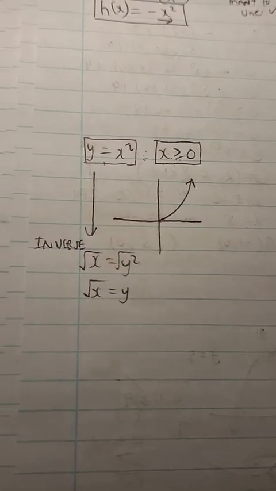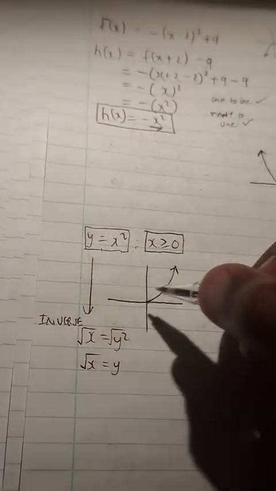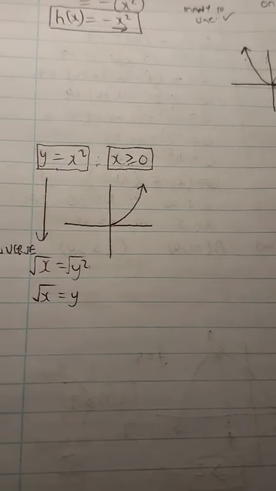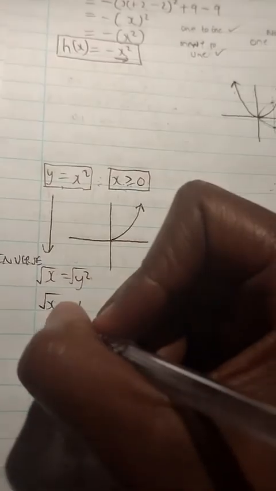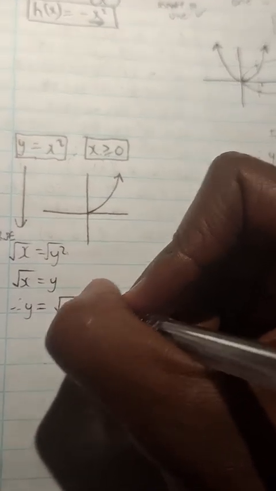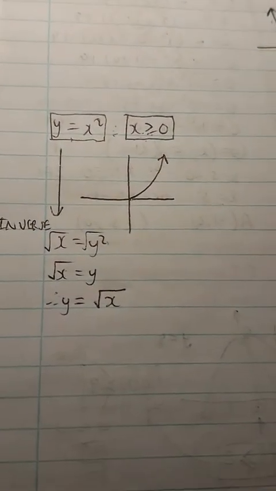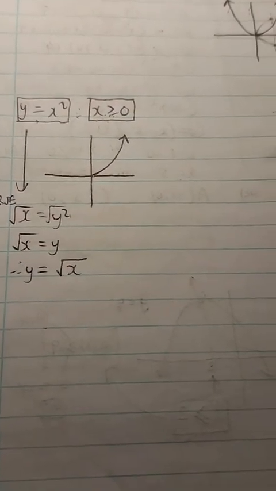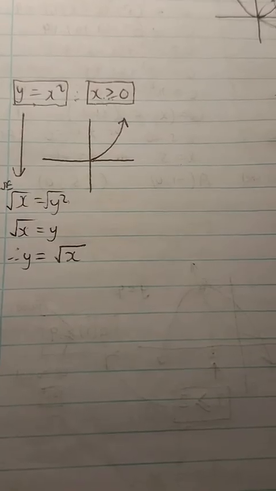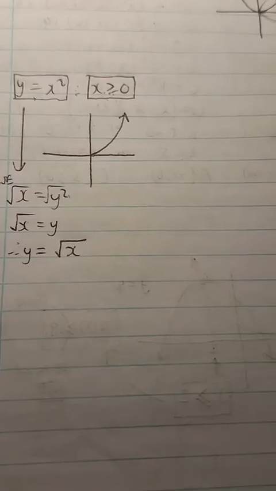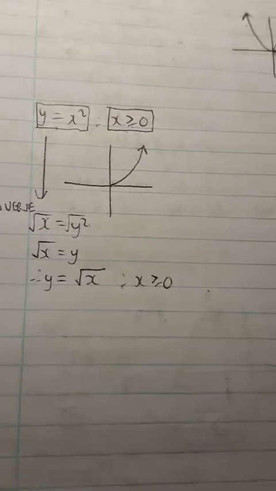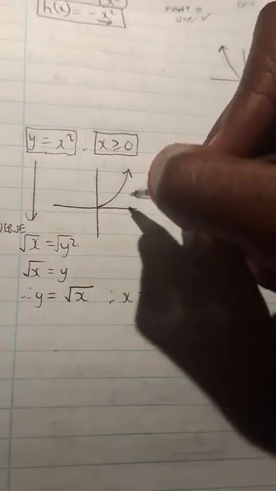And then that basically makes life very, very beautiful and easy. Therefore, y is equal to the square root of x, where x is greater than or equal to 0. Now listen to me and listen to me well.